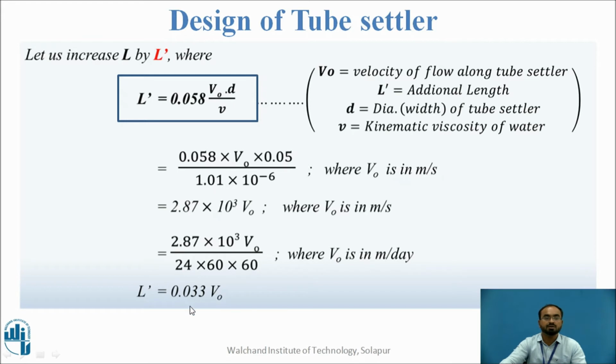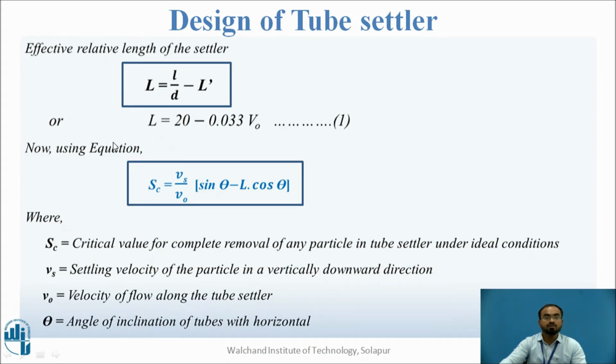That will be coming about 0.033 V naught, where V naught is in meter per day. Now, what will be the effective relative length of the settler? What is the additional difference we are adding? That will be capital L, which will be equal to small l by d minus L dash. So putting the values of L by d, that is 20, and L dash, that is 0.033 V naught, the equation number 1 will be formed.